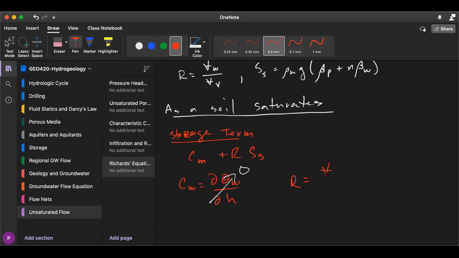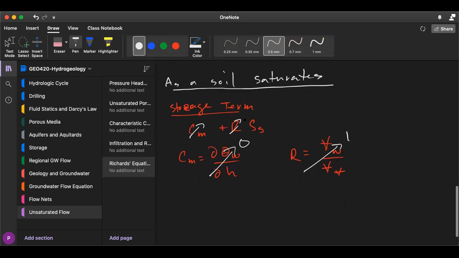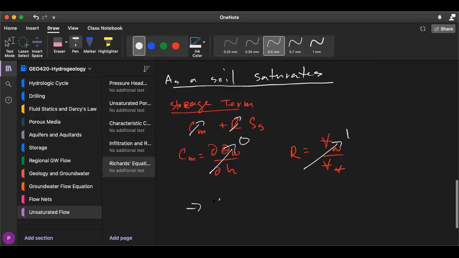Remember that R is the volume of water over the volume of voids. What happens to R at saturation? What's the value of R at saturation? 1. So this goes to 1 at saturation. So if this goes to 0 and this goes to 1, then the whole storage term goes to S sub S at saturation.